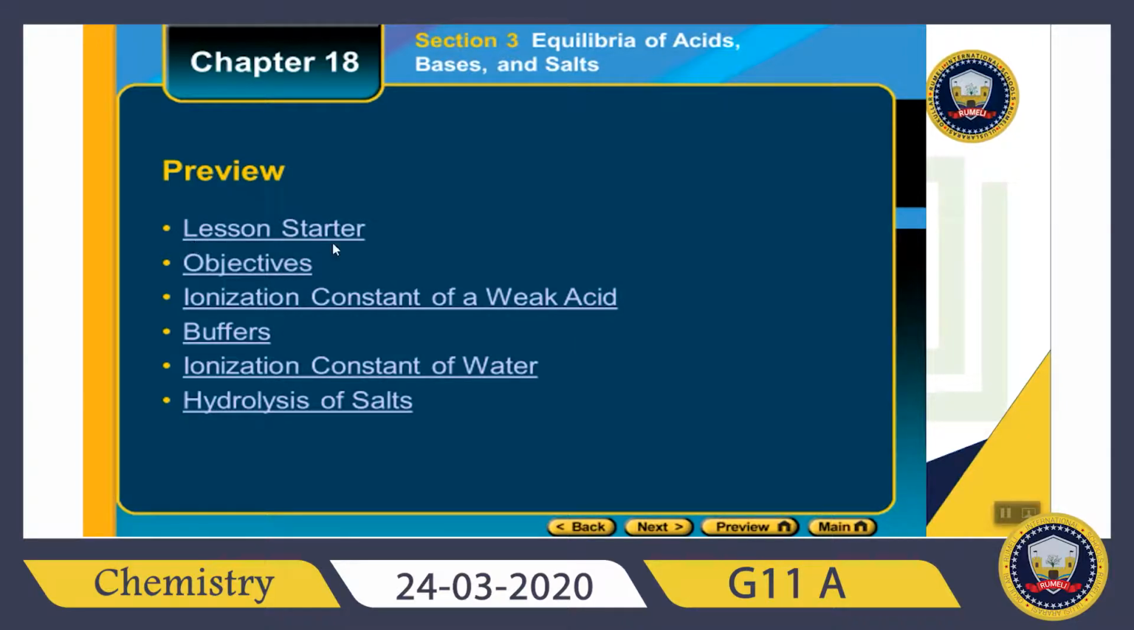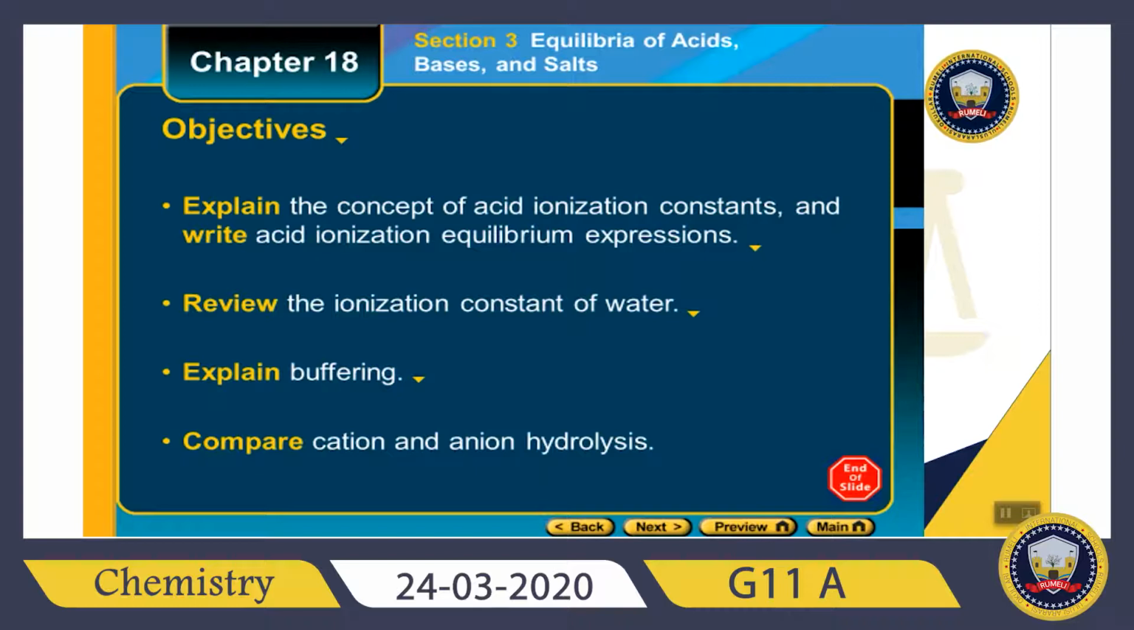We finished in these lessons the ionization constant of a weak acid, buffers, and what is the meaning of buffers. The ionization constant of water, we explained it before, and we understand the meaning of self-ionization of water. We will study today hydrolysis of salts. These are our objectives in this section.